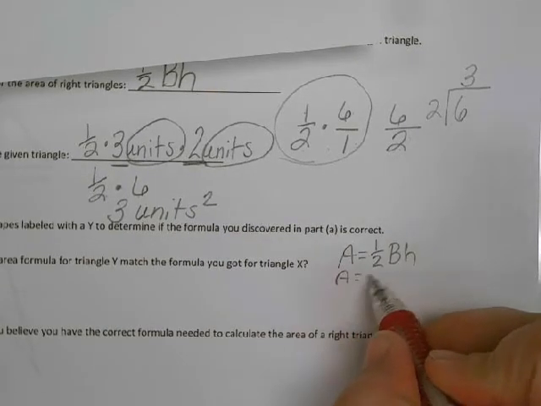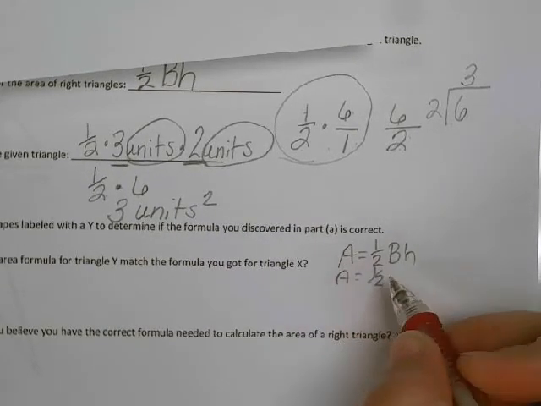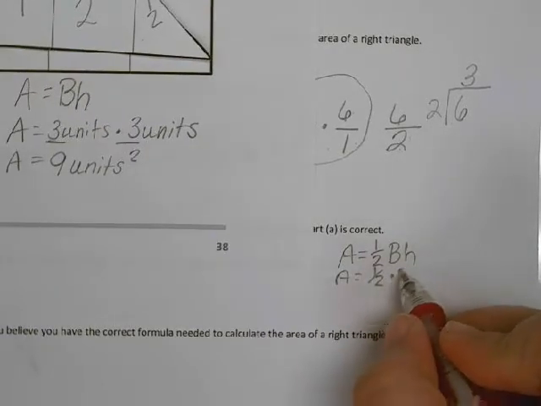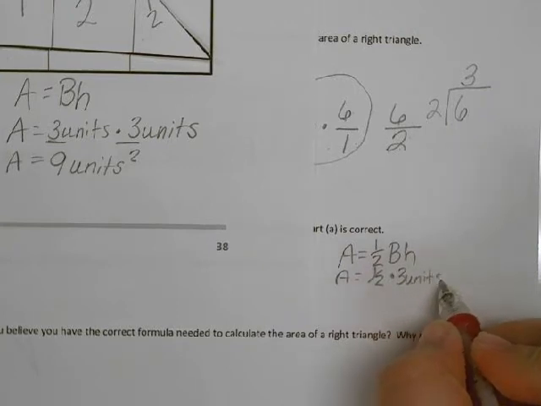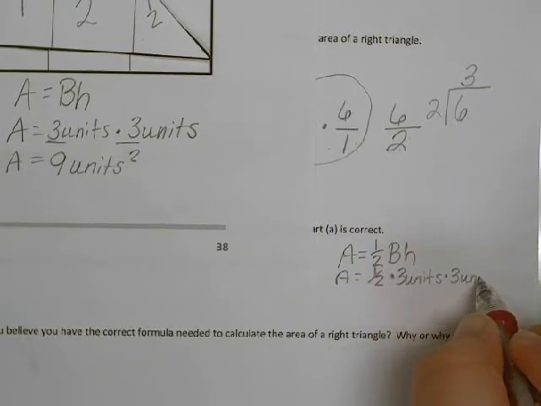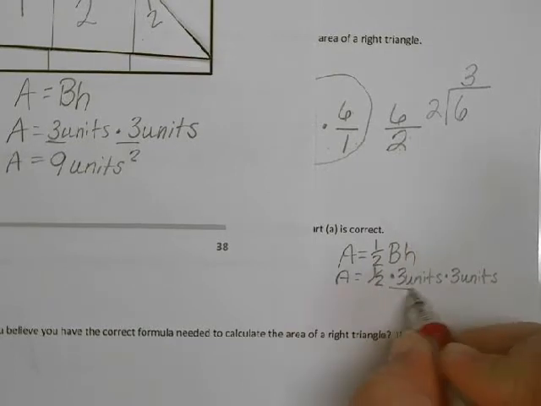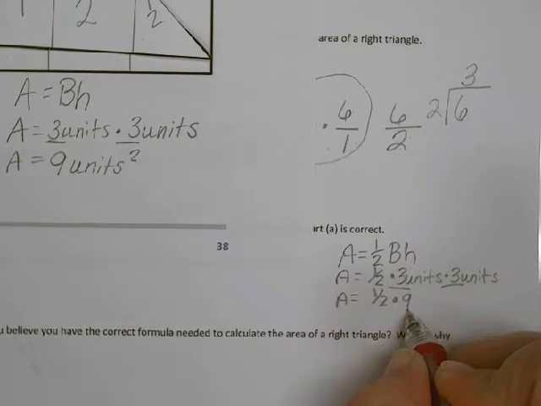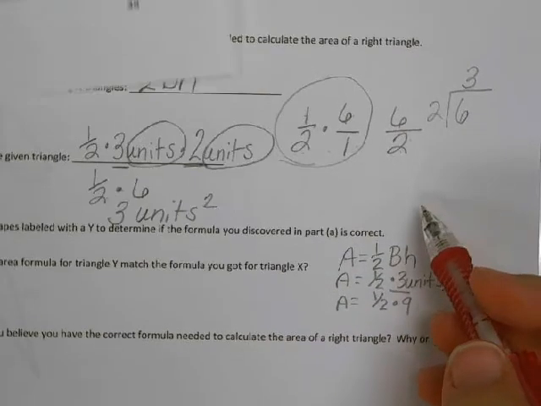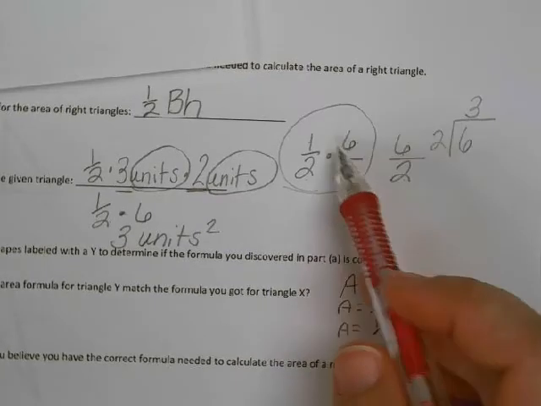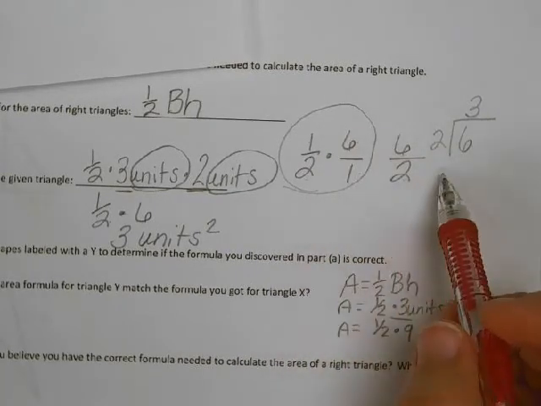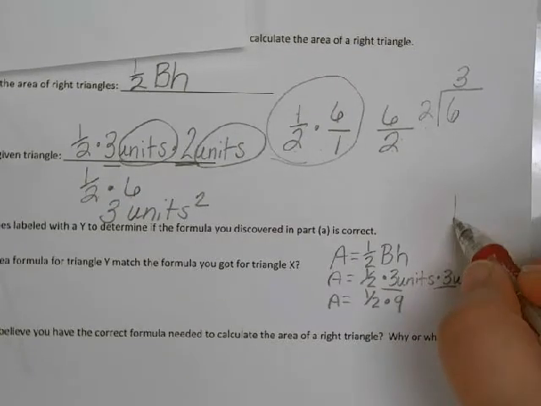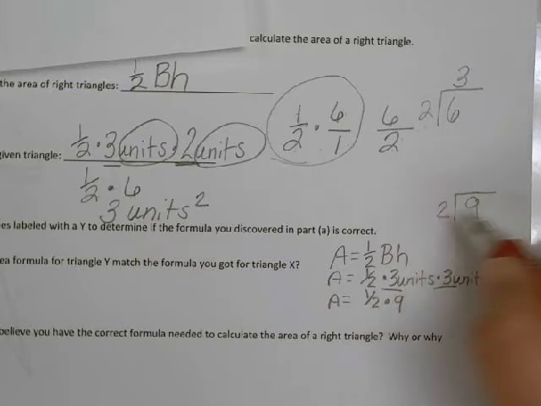So area equals 1/2 times 3 units times 3 units. I combine these together, so its area equals 1/2 times 9. If you remember back in the example I did above, anytime we multiply something by 1/2, we can skip that step and actually just divide that by 2. So I will do 9 divided by 2.